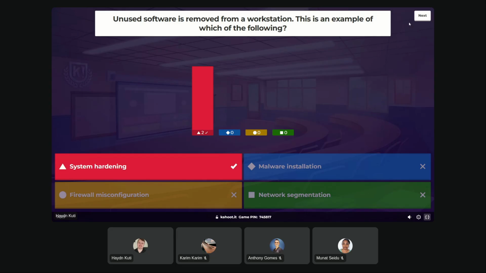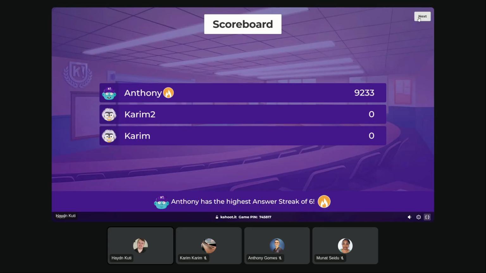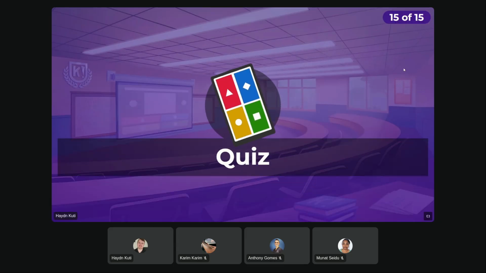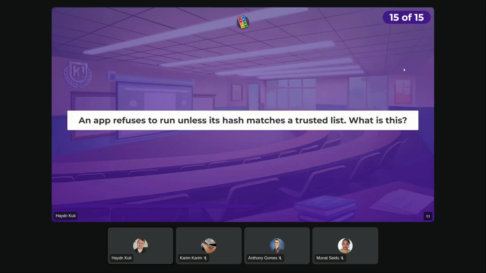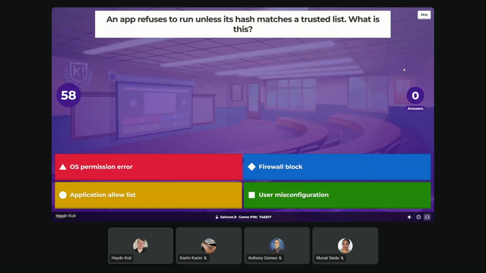Excellent. And last but not least, an app refuses to run unless its hash matches the trusted list. What is this? OS permission error, firewall block, application allow list, or user misconfiguration.